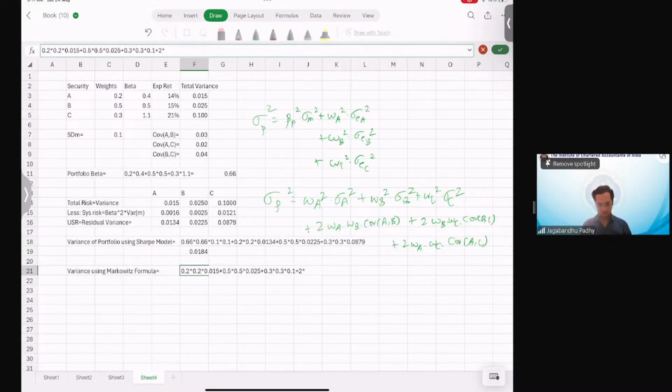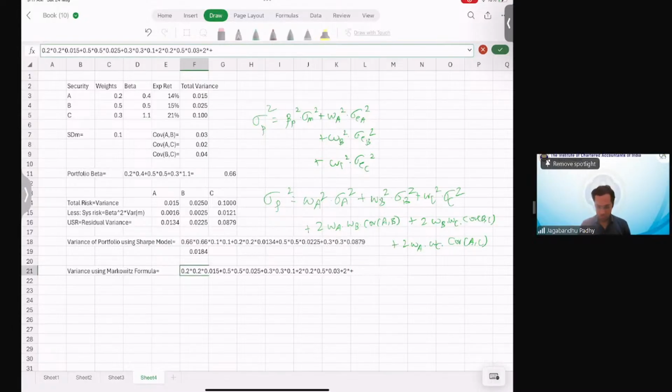plus 2 into weight of A into weight of B into 0.03, which is covariance between A and B, plus 2 into weight of B, 0.5, into weight of C, which is 0.3, into covariance between B and C, which is 0.04, plus we're done between A and B, 2 into 0.5, wait, 2 into 0.5 into 0.3.